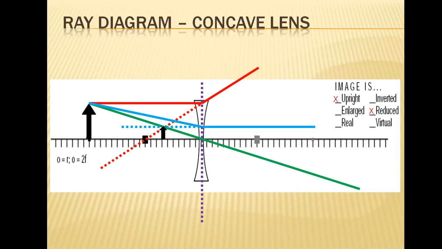And is it real or virtual? This one is going to be virtual. And the reason that it's virtual is because the light rays don't actually meet there. We had to trace them backwards to get to that point. So now I have the image fully described. All of these, if you didn't notice, are qualitative. We will do them quantitatively as well.